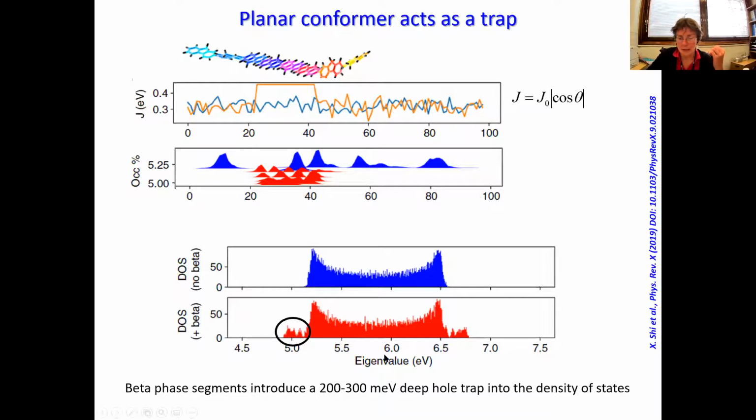We use that estimate. We put that into the model, and we extract the effect that the beta phase would introduce a trap that's 200 or 300 millivolts deep, as seen by the holes in the density of states. So that's something that you would expect to be visible in experiments at room temperature.